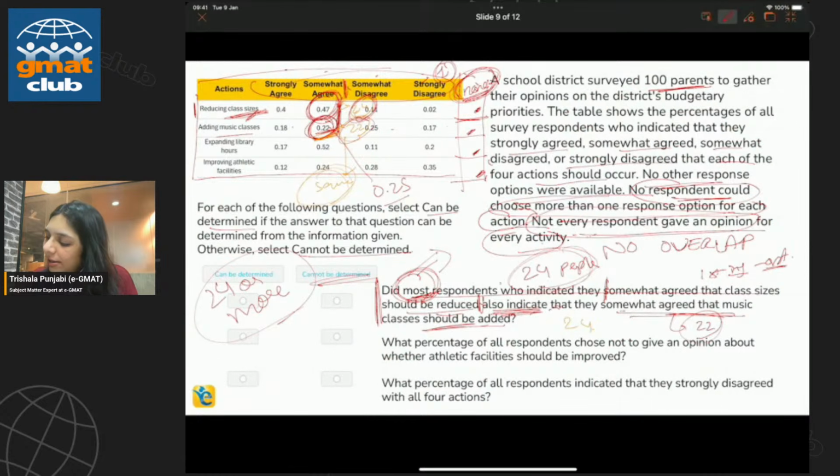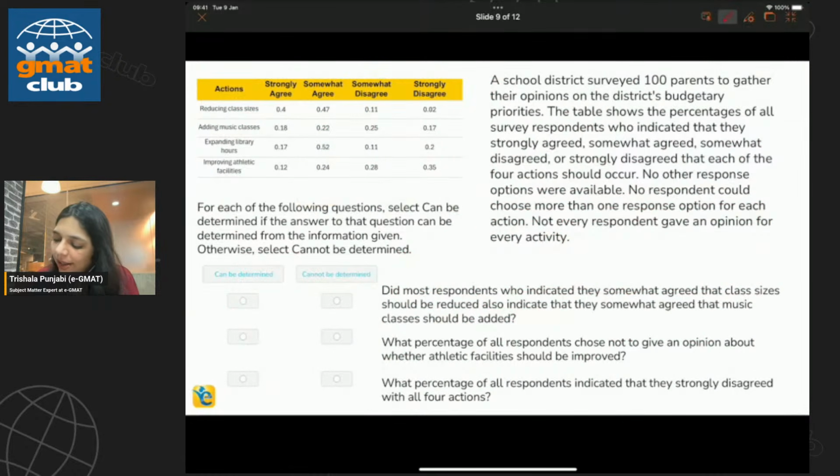Let me just clear this out. That's why this is a yes. Because it is not possible in either max or min that this statement is true, because the number is 22. All right, now let me look at the doubts.